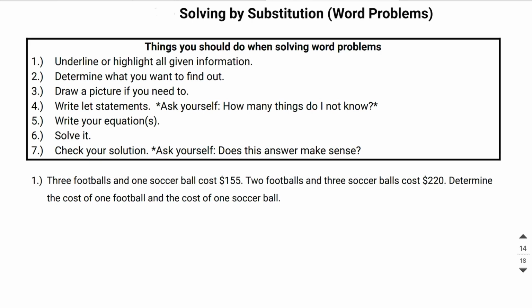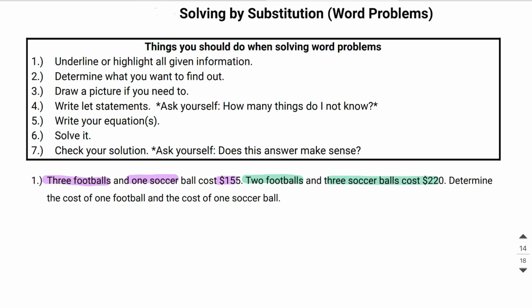So I'm going to read through question number one. It says 3 footballs and 1 soccer ball cost $155. So that is some key information. It also tells us that 2 footballs and 3 soccer balls cost $220. And then it says determine the cost of 1 football and the cost of 1 soccer ball. So we've underlined and highlighted all of our given information.